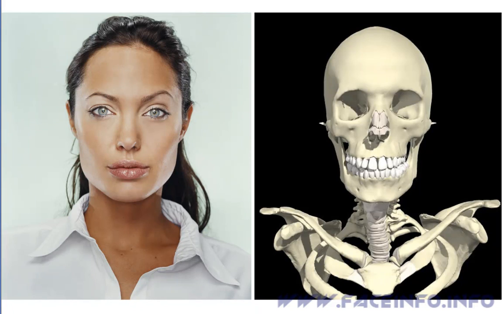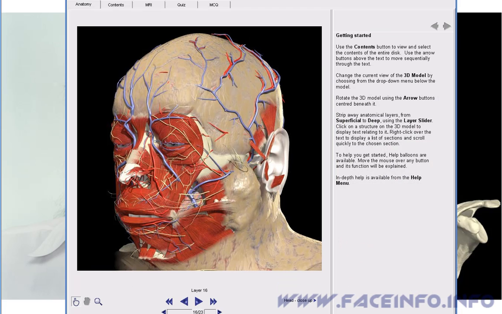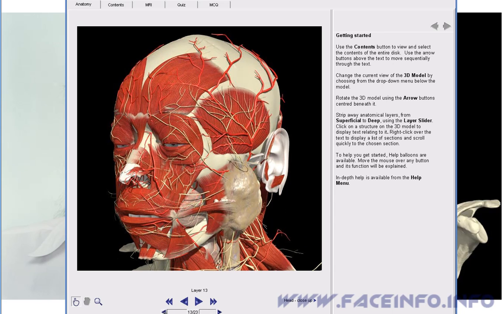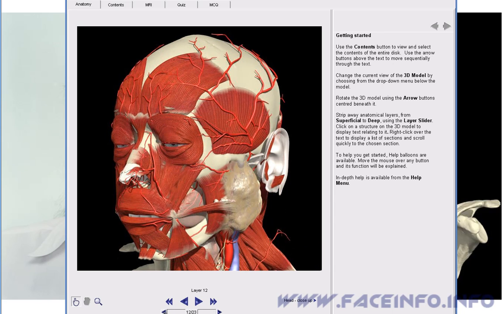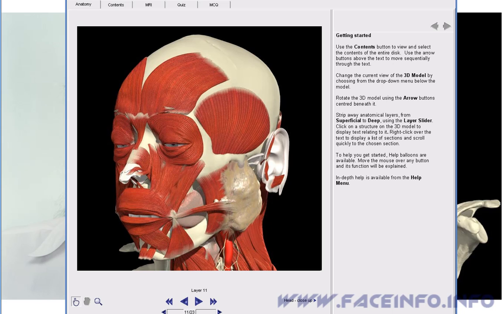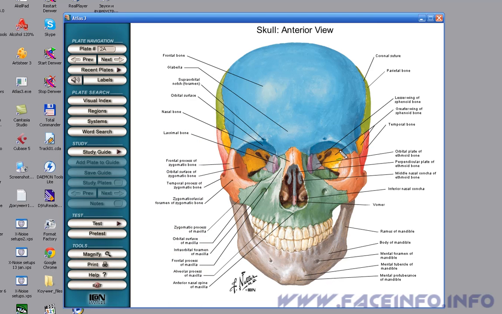Now we are going to learn what forms the nose: its cartilages, muscles, fat tissues, and to examine various shapes of noses. What constitutes the nose? This is the amazing Atlas of Human Anatomy with illustrations by Frank Netter.